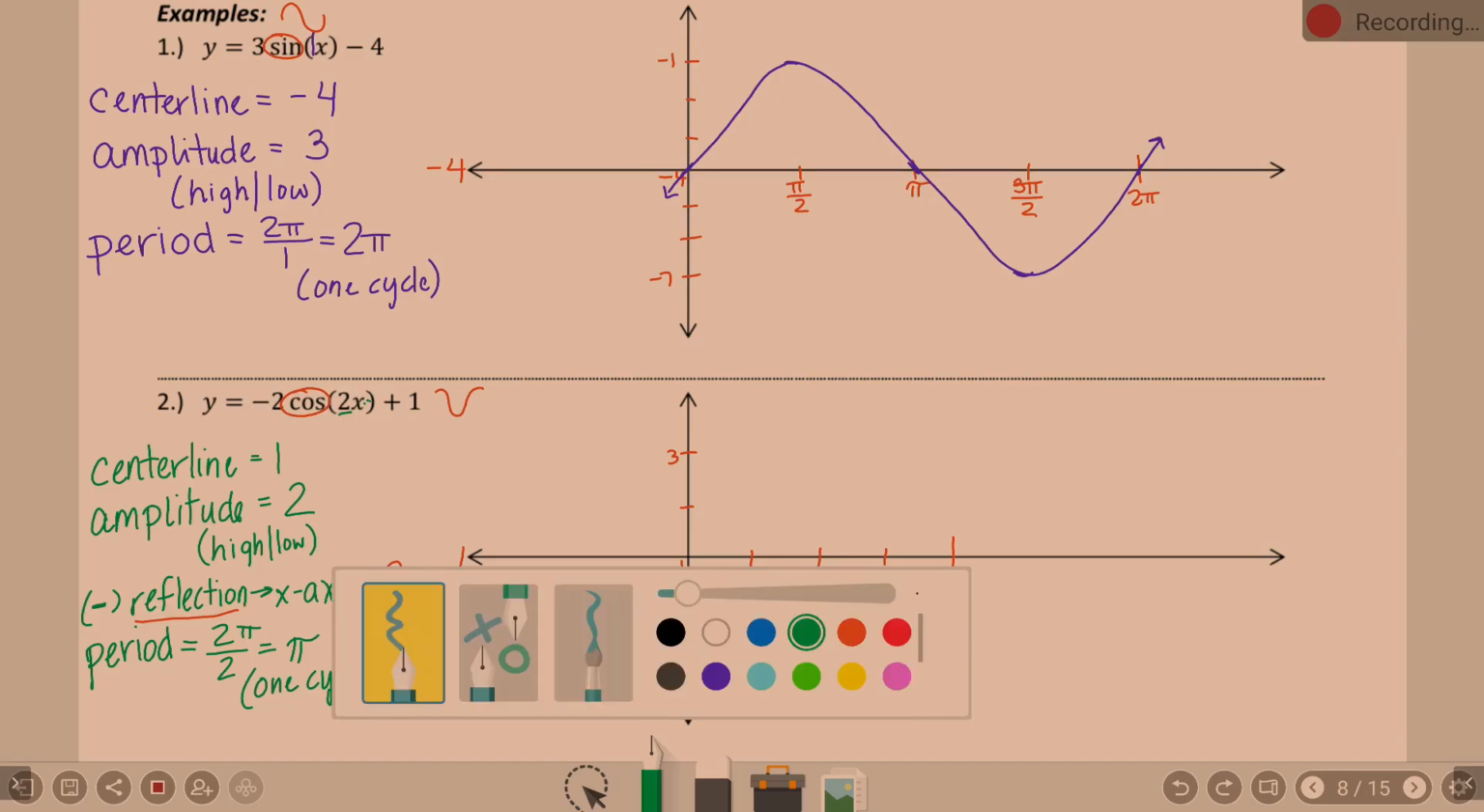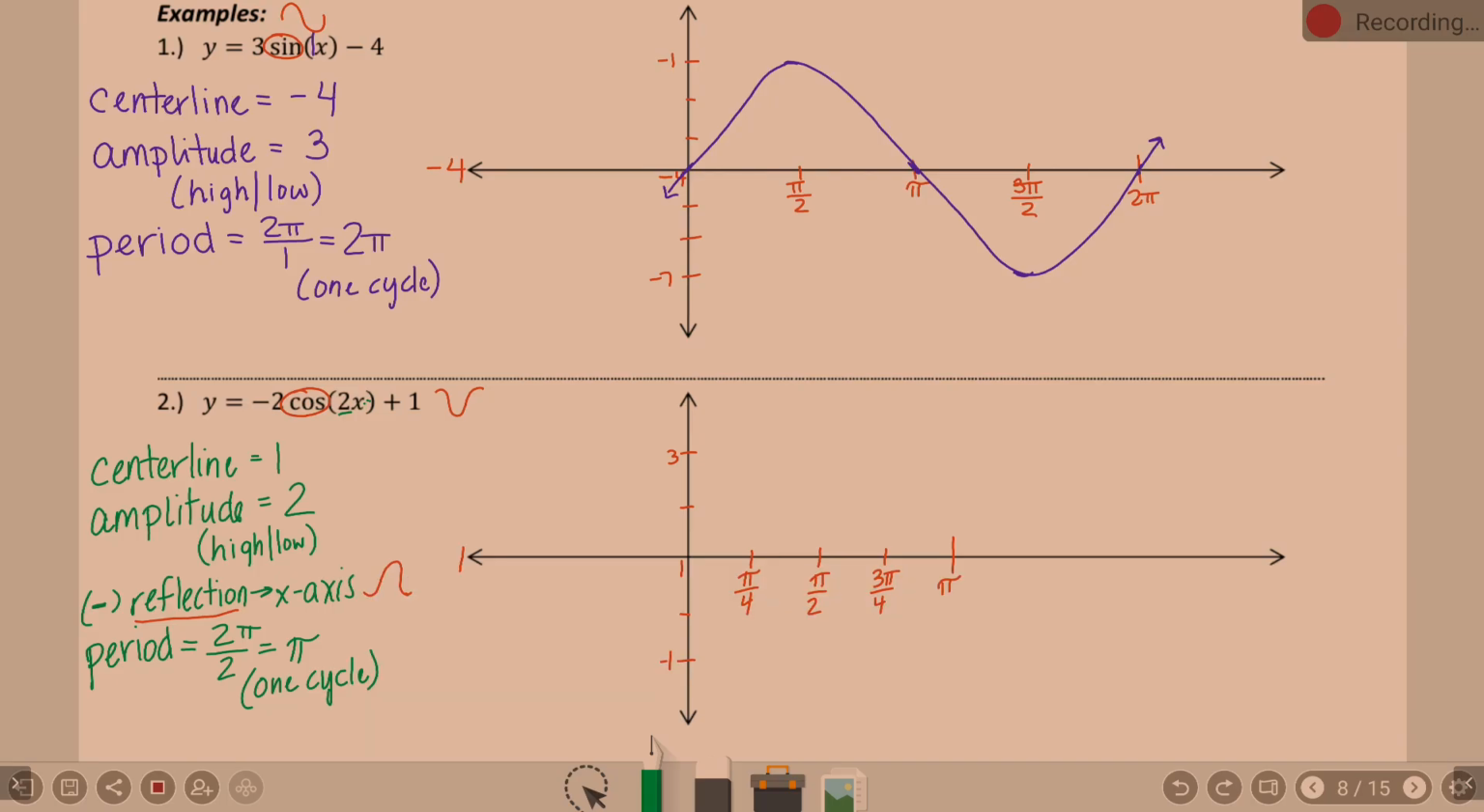Okay. Are you ready? What am I graphing?